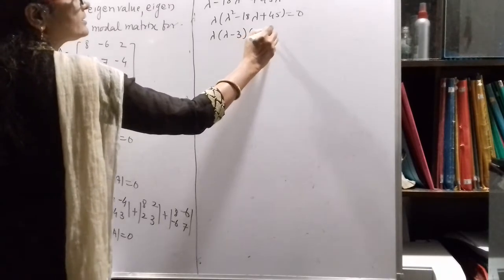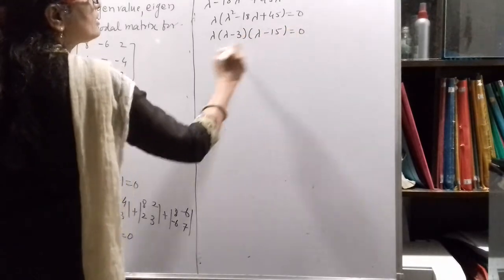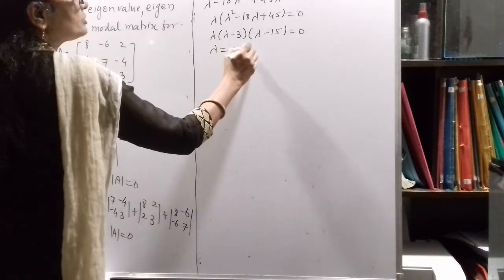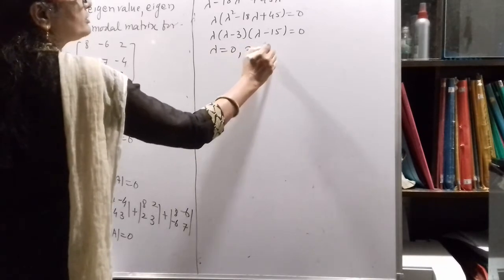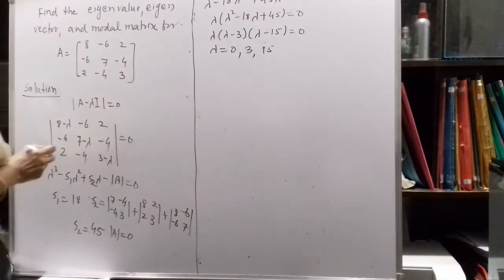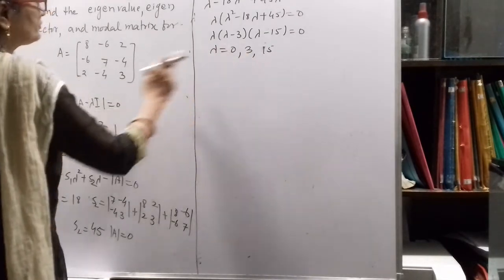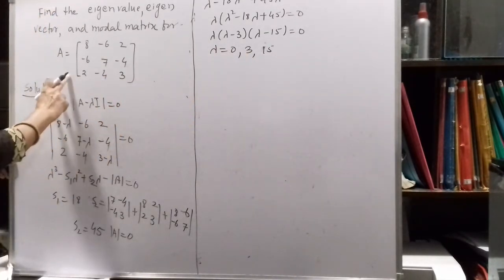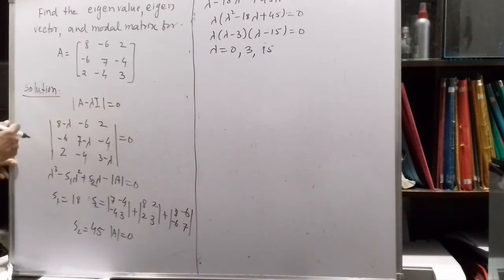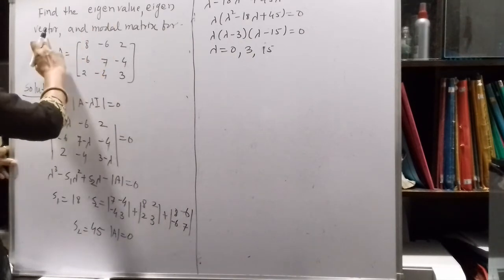We can factorize it and get the values of lambda. So we get lambda is equal to 0, 3 and 15. These are the eigenvalues of matrix A. Corresponding to these eigenvalues we have to find the eigenvectors.